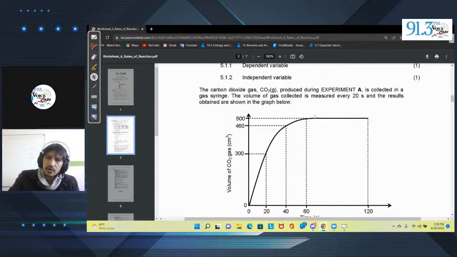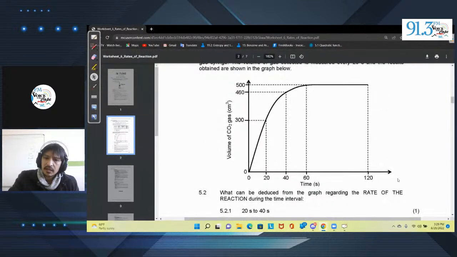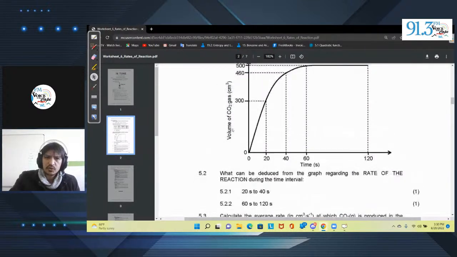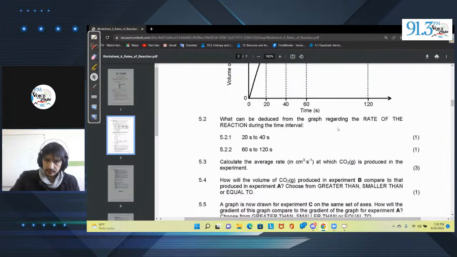Right? No more carbon dioxide is being produced. This means there is no rate of reaction, as no carbon dioxide is being produced and the volume stays constant for another minute. So, what can be deduced from the graph regarding the rate of reaction during the time interval? Well, we can say that from 20 to 40 seconds, the rate of reaction is slowly decreasing. And from 60 to 120, the rate of reaction has decreased and come to a complete halt, where there is no more carbon dioxide being produced.